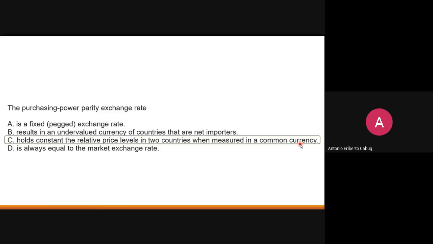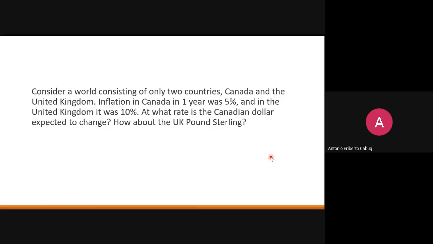Absolute PPP may not be true. It is impossible to say that there should only be one price for the same good in the real world. In other words, in the real world, absolute PPP is not true. But relative PPP may be true.